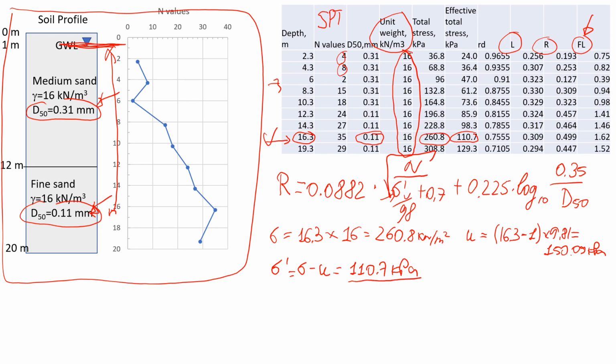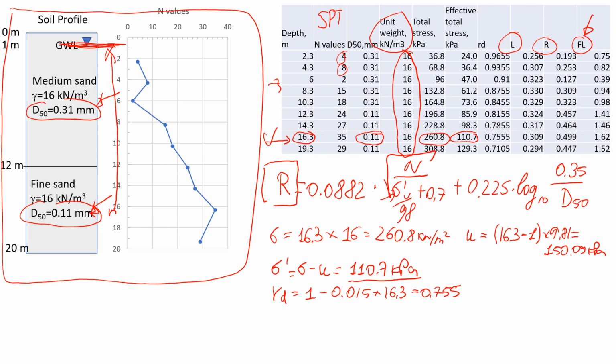Okay, so let's also estimate the value of RD. We're going to use it to estimate the load from the earthquake. So in this case, we will be using the formula 1 minus 0.015 times the depth. The depth is 16.3 meters, and that will give us a value of 0.755.